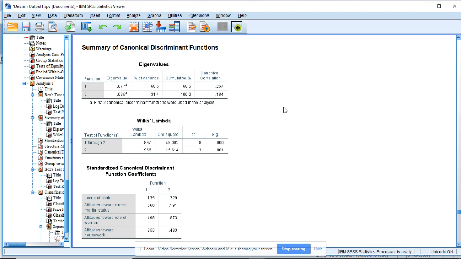The first thing we're looking for is the variance accounted for through each of the functions. Now remember, the function is essentially an equation that figures out how to most accurately predict group membership. And so here in the very first function, it accounted for 68.6% of the variance between the groups. Here's our canonical correlation, which is the 0.267.